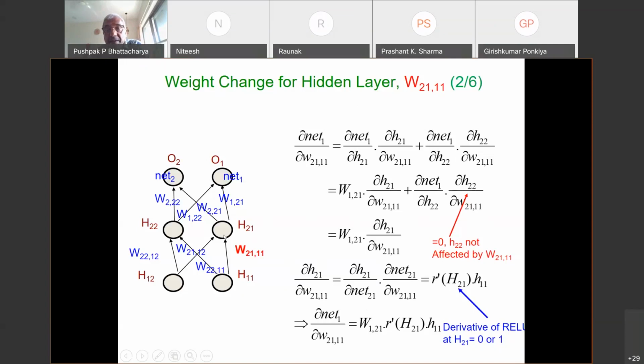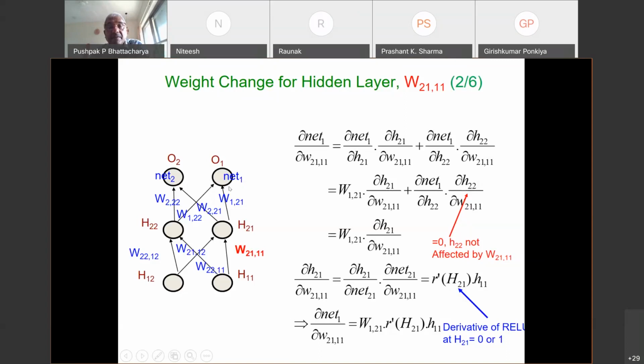I have to now bring in the controlling variable, which is the net input. So delta H21 by delta net 21 will give me the derivative of the input-output function. The input-output function is the ReLU function. And delta net 21 by delta W211 will be nothing but the input arriving at this connection. So we have come to this stage now, where the backpropagating weight has come into the picture.